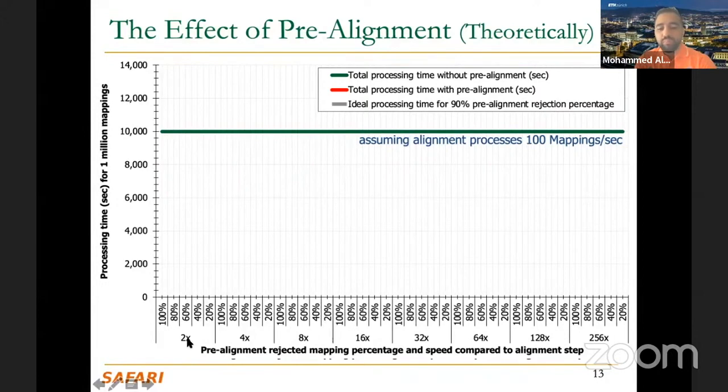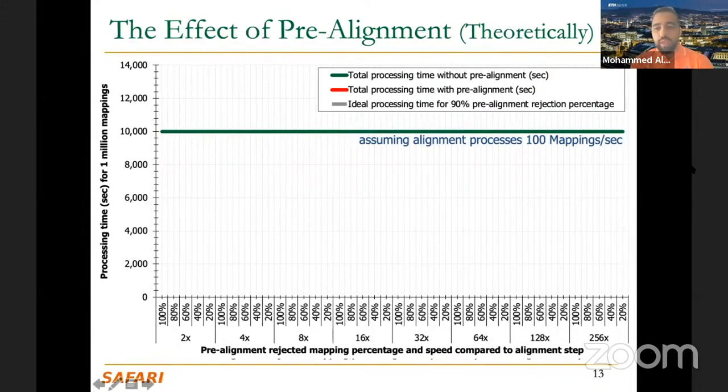The second row is the speed of the filtering compared to the sequence alignment. So the filter is 2x faster than the alignment, or 4x, or 8x, and so on. So we have 8x, 16x, 32x, and so on. Now, the green line, on the y-axis, is the processing time for 1 million mappings. For example, at this point, we have 10,000 seconds for 1 million pairs, right?